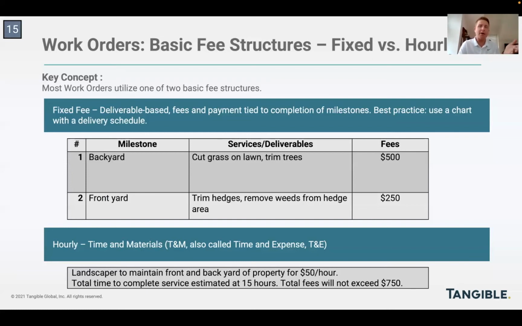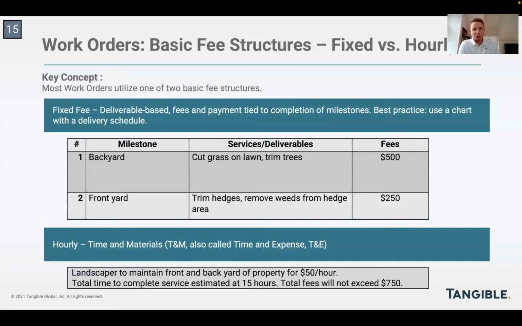In our first example here, we have the landscaping services divided into the front and backyard. We have what the specific services are, what kind of landscaping needs to happen in the front yard and then in the backyard, and then how much the landscaper will be paid for completing those portions of the service.